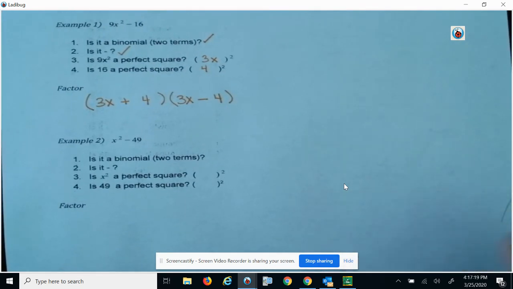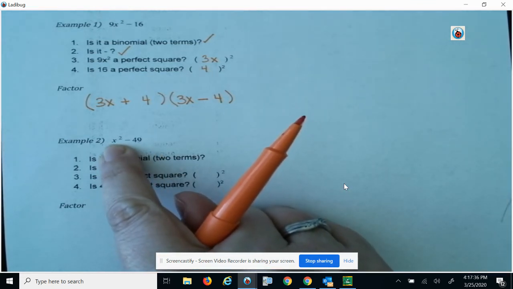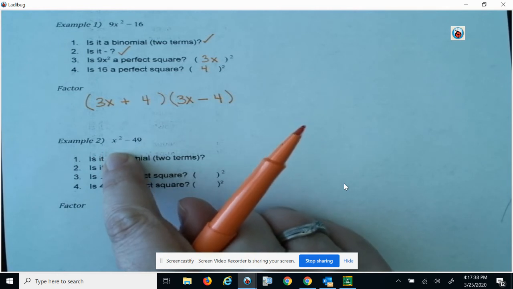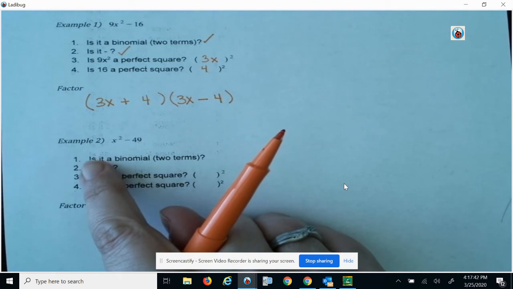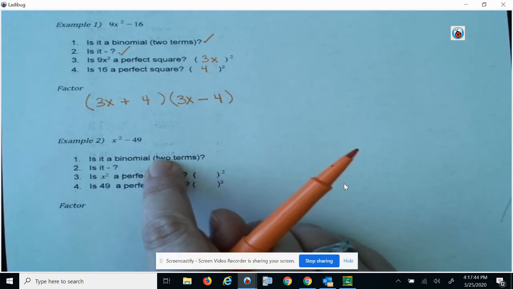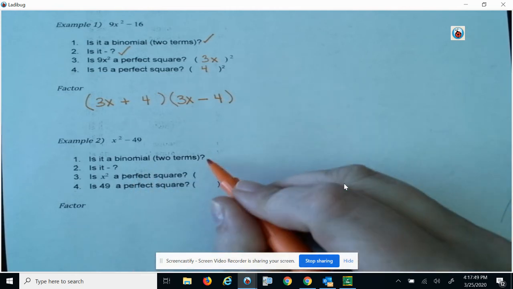All right, example number 2. It's a binomial. First, you always want to check to see, I forgot this step on the last one too, if it has a GCF and you can factor it out. Our GCF of 1 and 49, that's always going to be a 1. So it really has no GCF to factor out. Then we're going to check to see if it's a binomial. That's 2 terms, yes. X squared and 49 are the 2 terms.